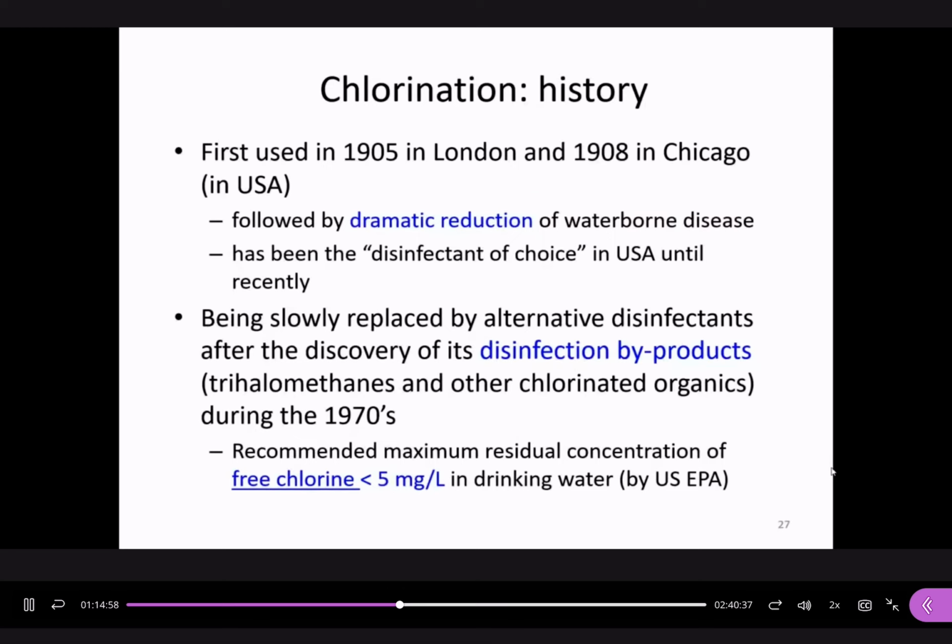What's the problem with this chemical? It's carcinogenic, and so are other chlorinated organics. In water you have other chemicals which could react with chlorine, because chlorine is very reactive. These chemicals are called disinfection byproducts, DBPs. The recommended maximum residue concentration of free chlorine is lower than 5 milligram per liter by US EPA.